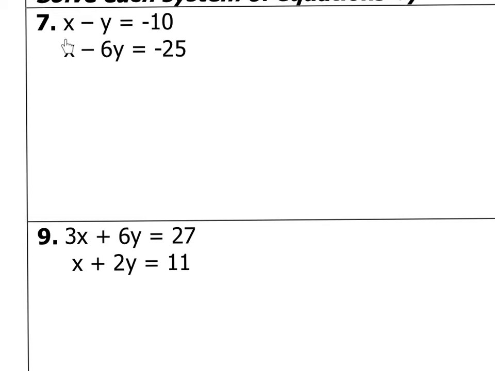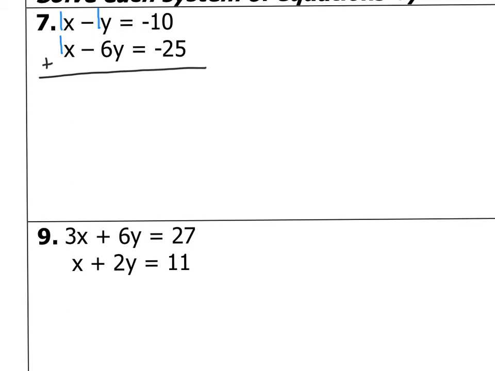So when I look at number 7, for example, I'm going to go ahead and fill in, I have 1x minus 1y, 1x minus 1y equals negative 10. Then I've got 1x minus 6y equals negative 25. In elimination, we're going to be adding vertically, and my goal is to either cancel out my x's or cancel out my y's with opposites.